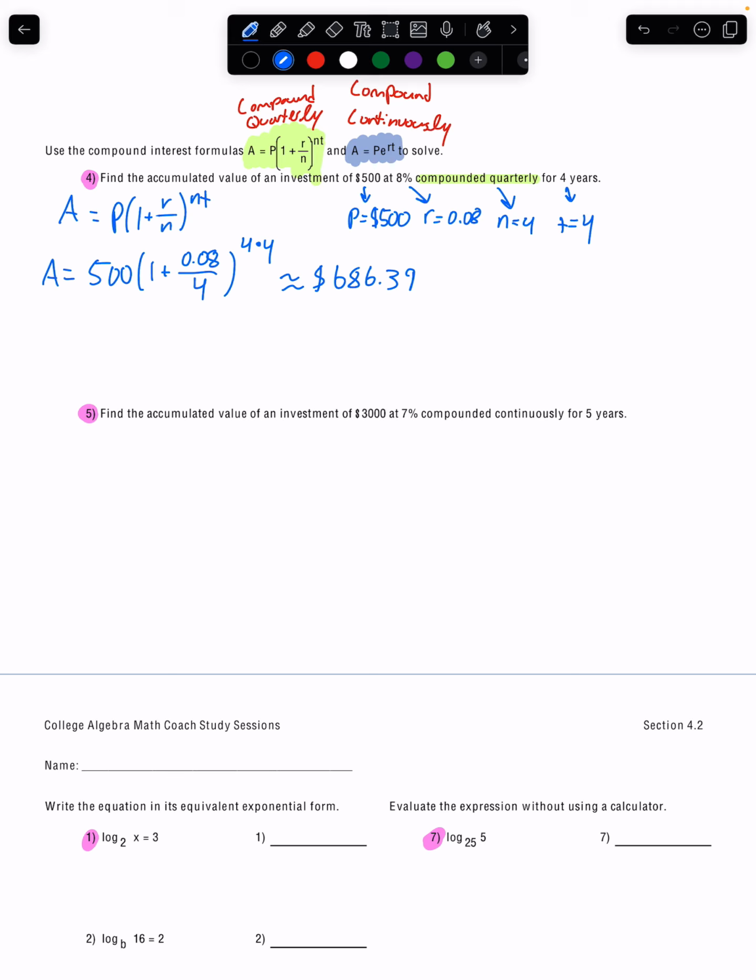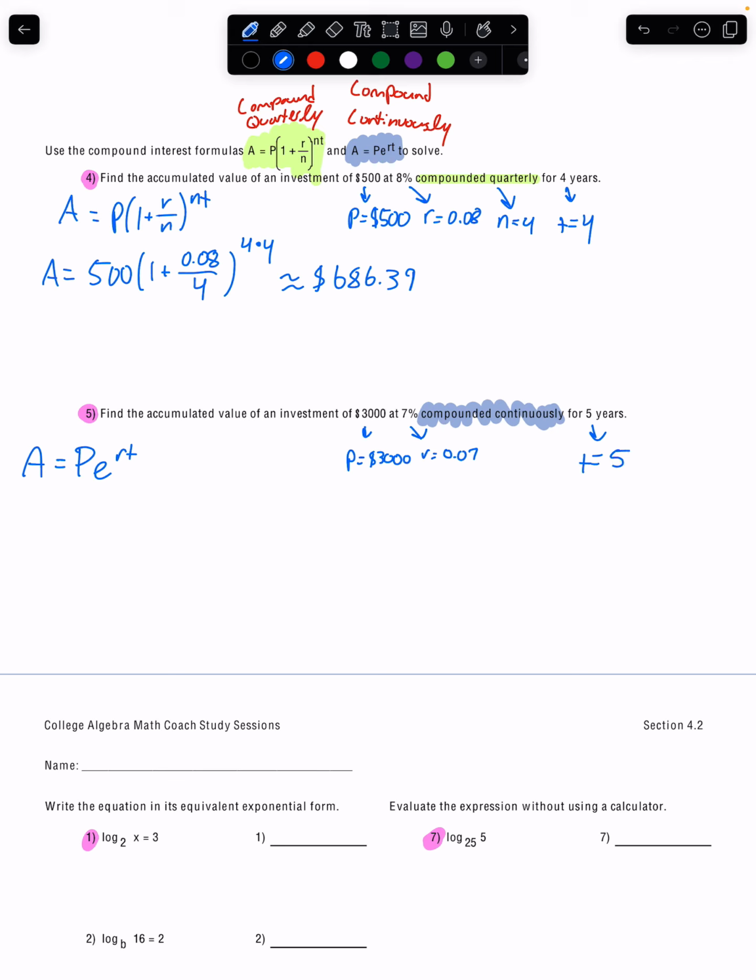Then for number 5, it says find the accumulated value of an investment at $3,000 at 7% compound continuously for 5 years. So here we have that compound continuously. So we know we're going to use, I like to call it the PERT formula. This is going to be our P, the 3,000. Our R is 0.07. And that T is going to be 5. And we're not looking for anything for E.